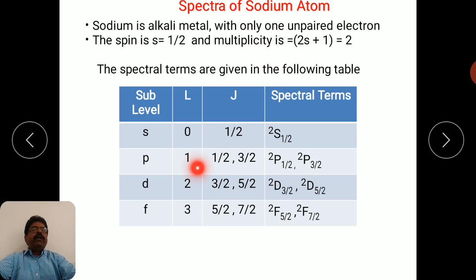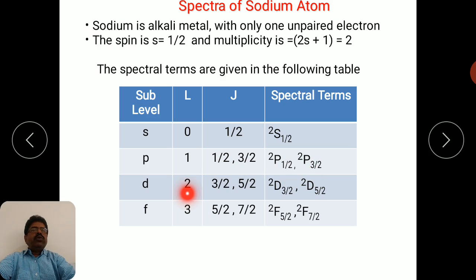For L equal to 1, there will be two possible values of J, because L plus S is 1 plus 1 half, that is 3 by 2, and L minus S is 1 minus 1 half, that is 1 half. Only two possible values are there, 1 half and 3 by 2. Since L is equal to 1, we use capital P to represent the spectral terms, and multiplicity is 2 again. So doublet P 1 half and doublet P 3 by 2 are the spectral terms for L equal to 1.